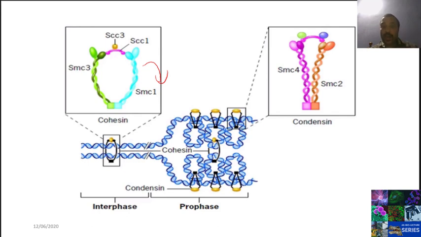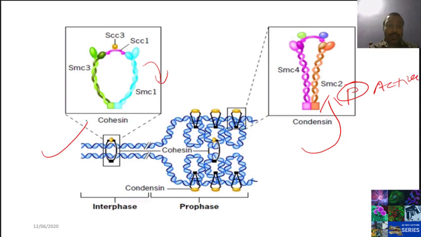That's the reason. Okay. When condensin gets phosphorylated, it will get activated. When cohesin gets phosphorylated, what happened? The last slide we discussed. Cohesin will be inactivated.